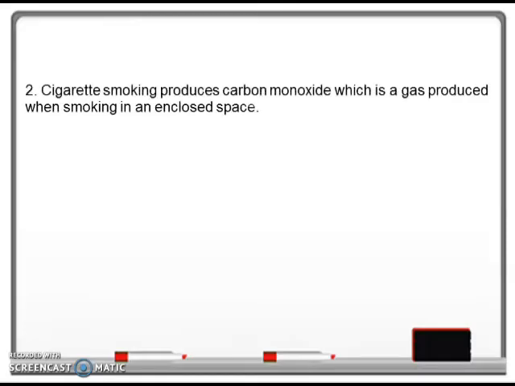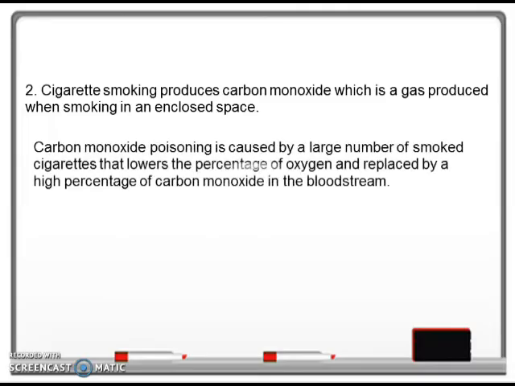Number 2. Cigarette smoking produces carbon monoxide, which is a gas produced when smoking in an enclosed space. Carbon monoxide poisoning is caused by a large number of smoked cigarettes that lowers the percentage of oxygen and is replaced by a high percentage of carbon monoxide in the bloodstream. Carbon monoxide is a poisonous gas that reduces the amount of oxygen that red blood cells carry around the body.